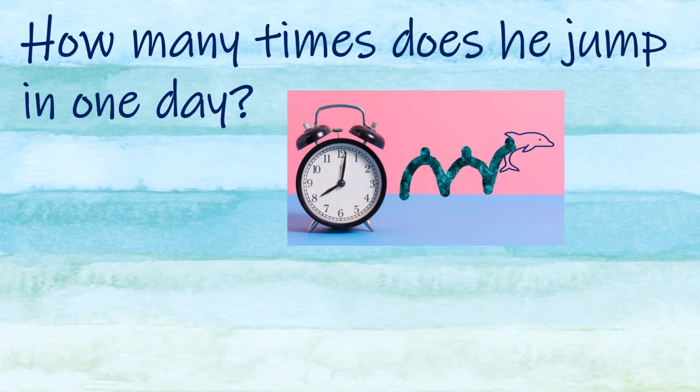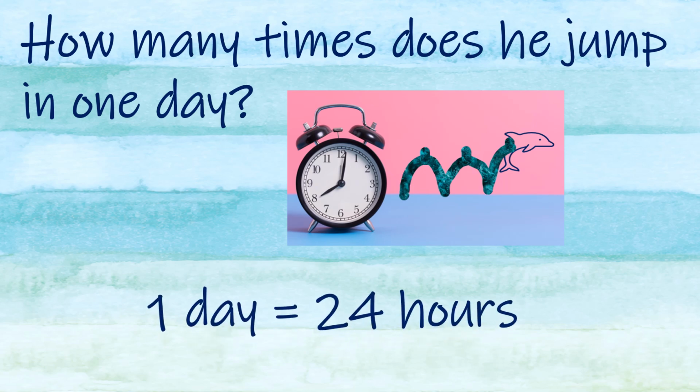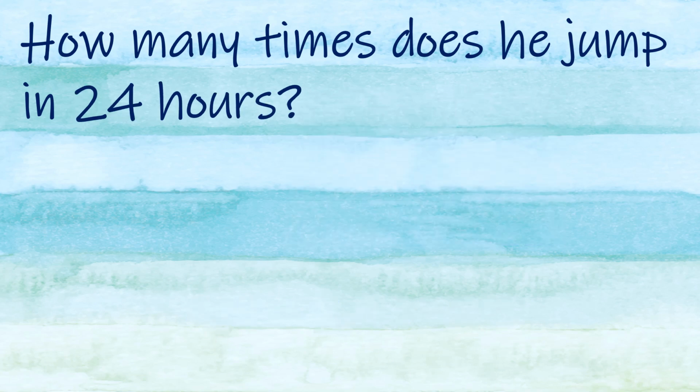So here we have the drawing we did before, and we have how many times does he jump in 1 day. First, we need to know how many hours in 1 day. So we know 1 day has 24 hours because, remember, the container is the hour. So for the total, we want to know in hours. So 1 hour, 3 jumps, 1, 2, 3. And 1 day, which is what they ask, is 24 hours. So they asked how many times does he jump in 1 day, which is in 24 hours.